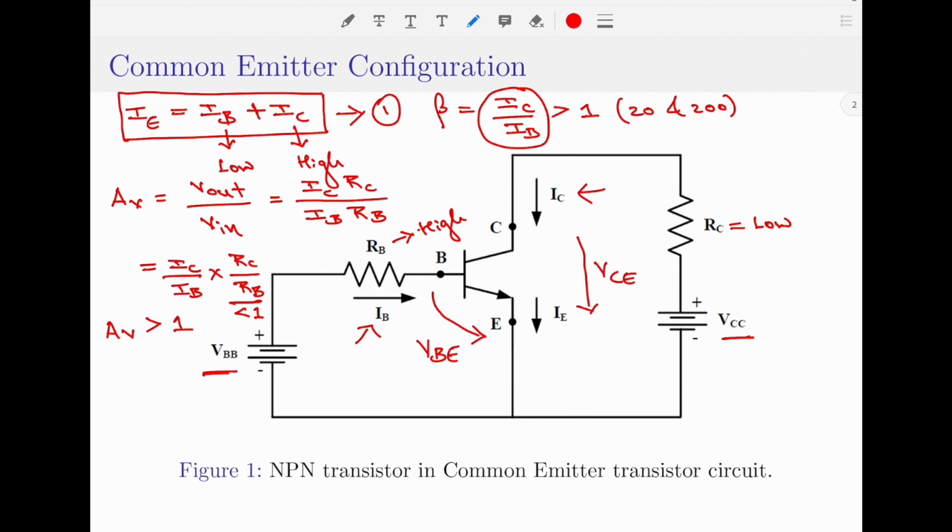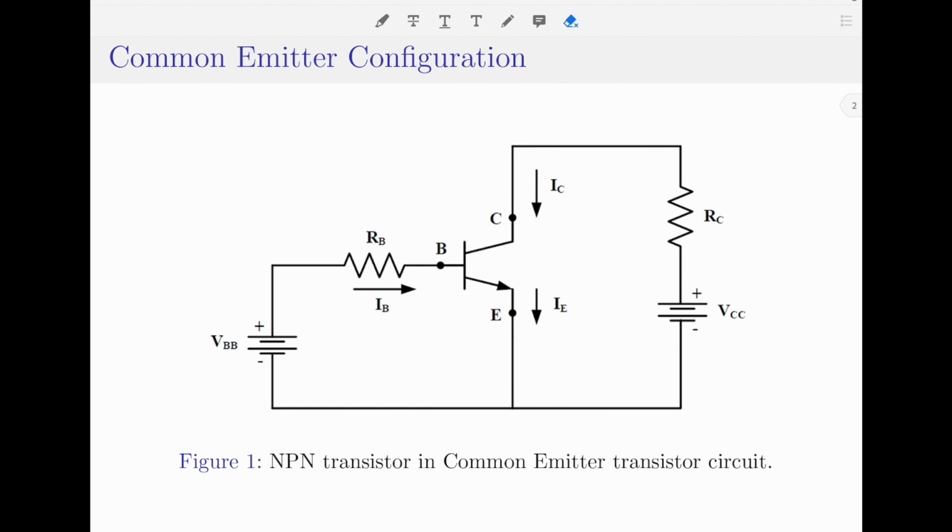Another very important thing you must note about the common emitter configuration is that this is an inverting amplifier circuit. This indicates that the output signal has a 180-degree phase shift with respect to the input signal.